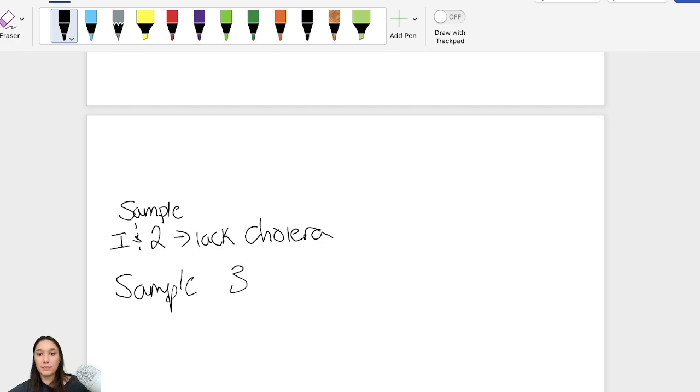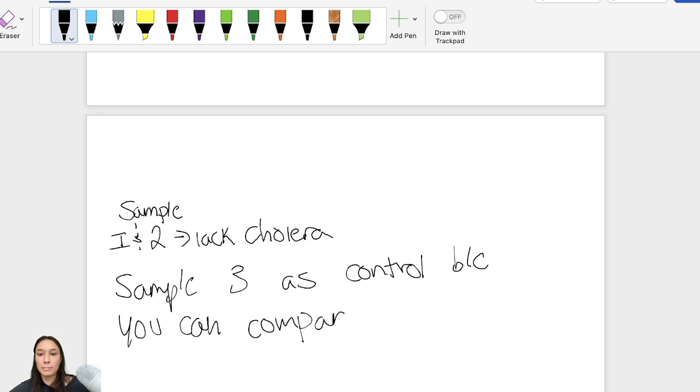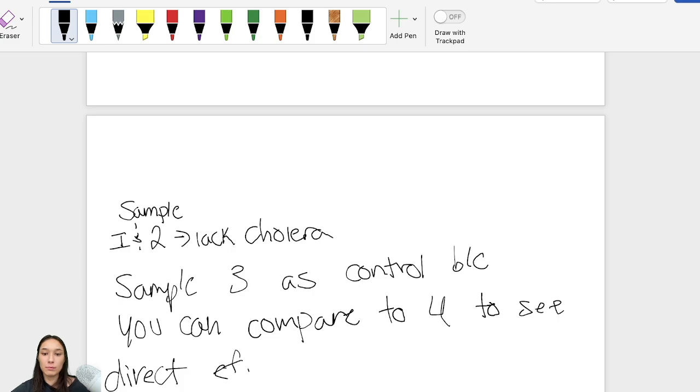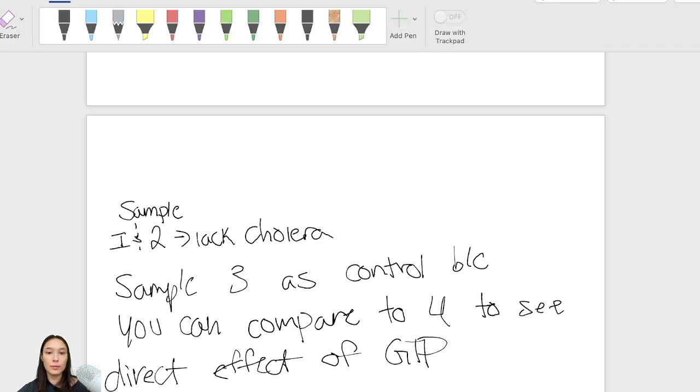Sample 3 as control, because you can compare to 4 to see the direct effect of GTP. Okay. So I think that should be good.